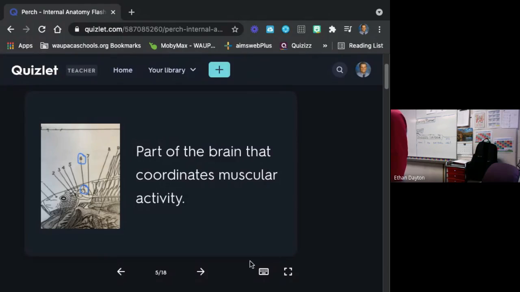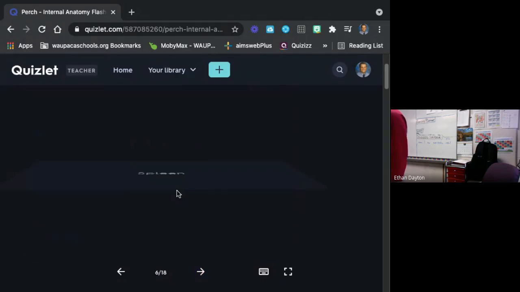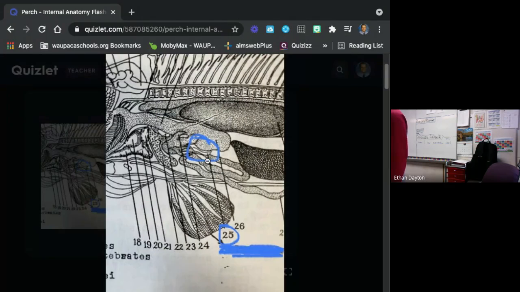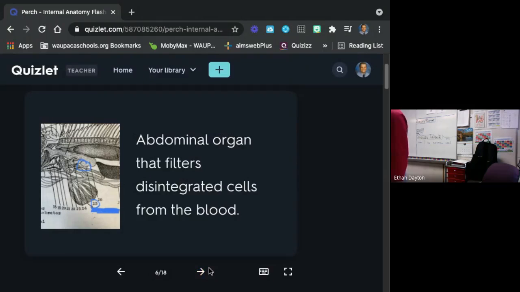Okay, now let's move on to the spleen. All right, this is an abdominal organ that filters disintegrated cells from the blood. You can basically call it a filter. You're looking at this smushed white thing here. Not this bean up here, but number 25, the smushed white thing. And that filters disintegrated cells from the blood.